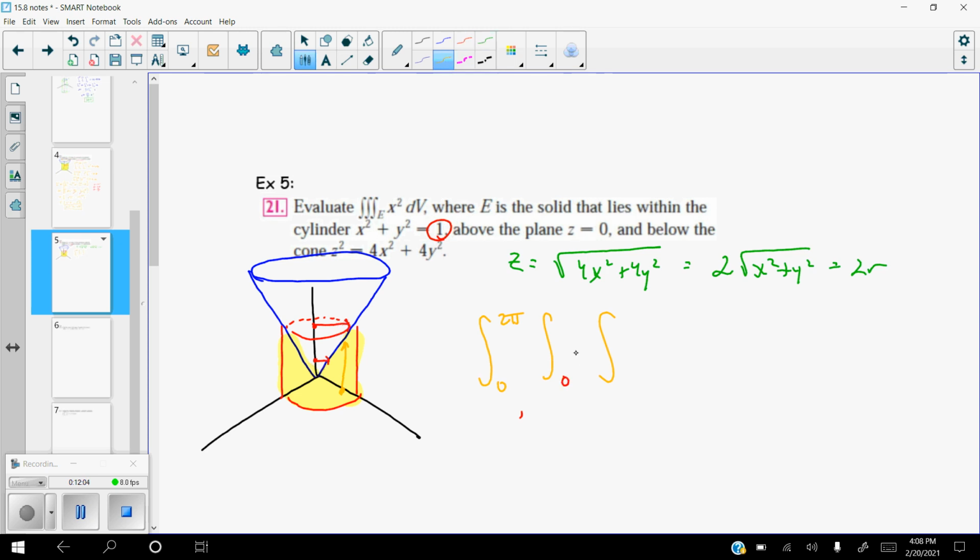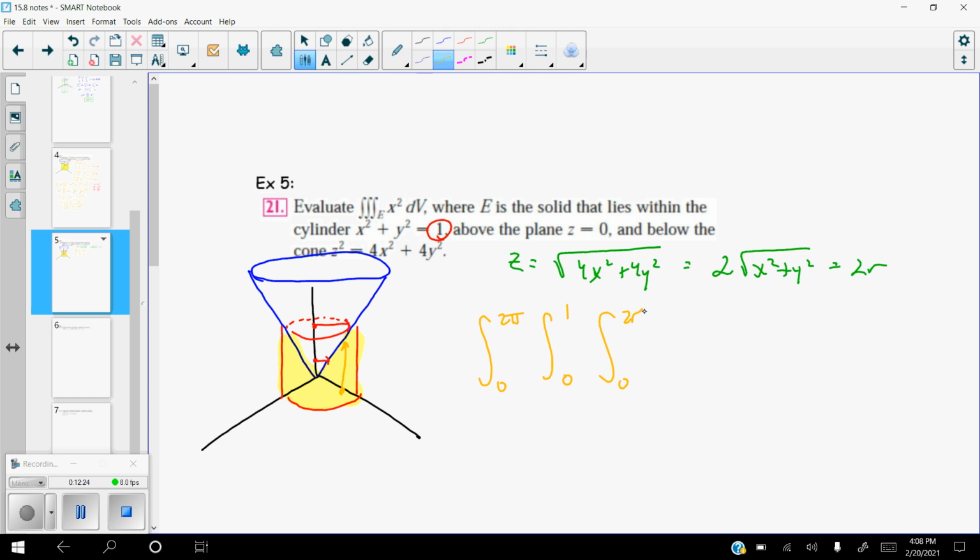So we're going to go from 0 to 1. Could be smaller, which is why it's in between 0 and 1. And then z itself is going to go from 0, which is the xy plane, up to 2r, because that's the bottom of that cone.